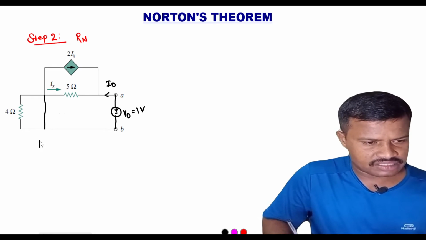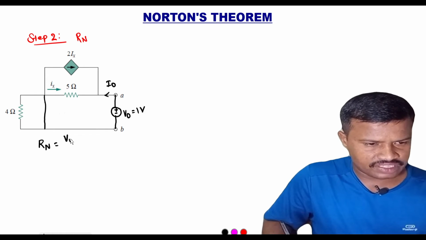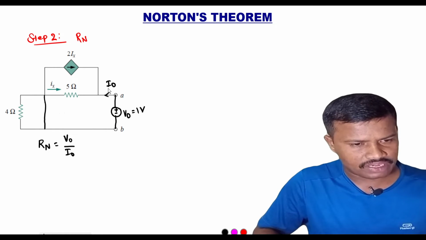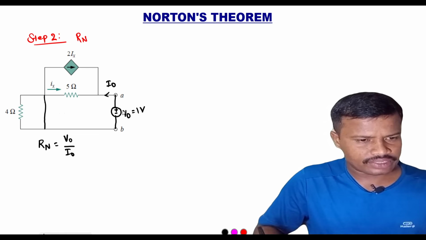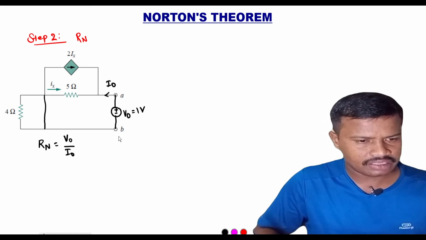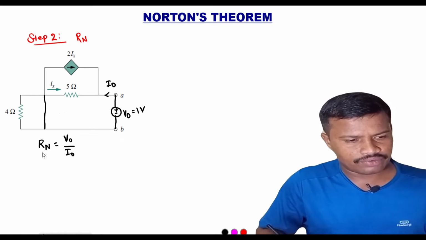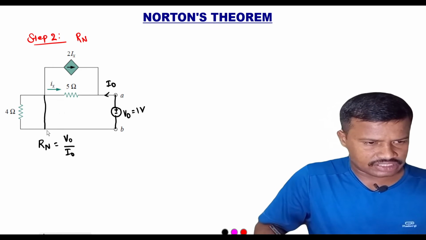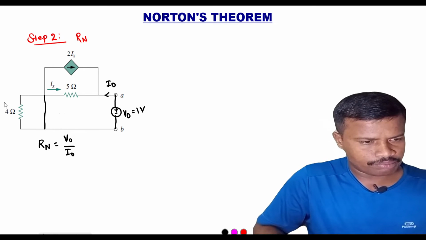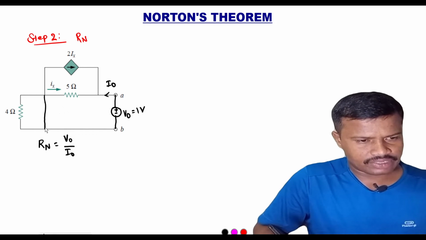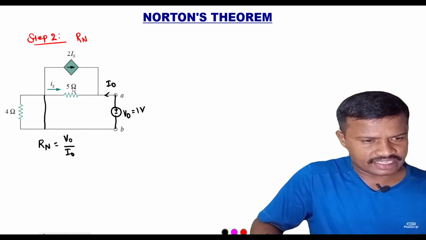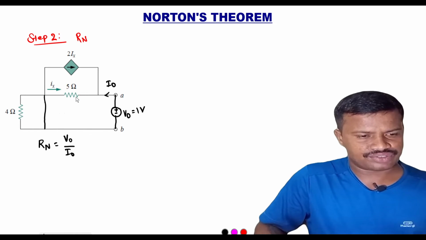So from this we can find the value of Rn, that is V0 by I0. If I am injecting a known value of current into this circuit, we need to calculate the voltage across terminals A and B, and then we can find the value of Rn using the same formula. Now, as we did the short circuit in the above diagram, the 4 ohm resistor will be short circuited. So what remains is the dependent current source 2Ix and the 5 ohm resistor.